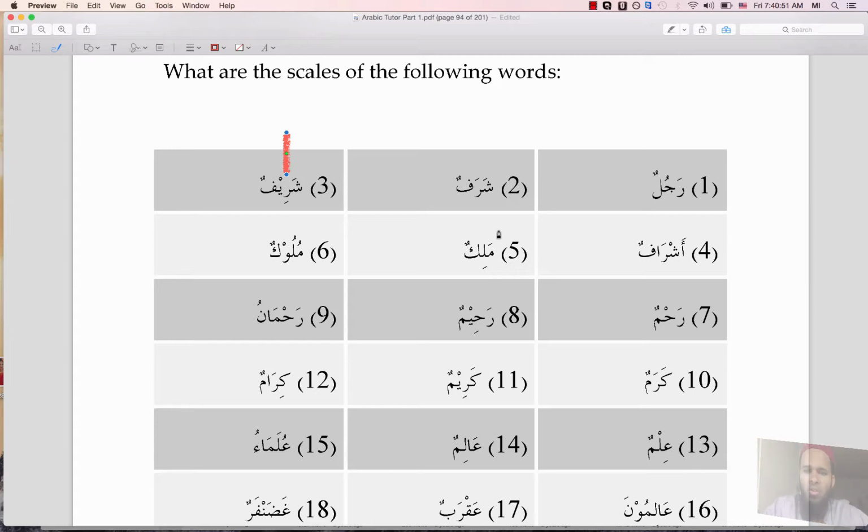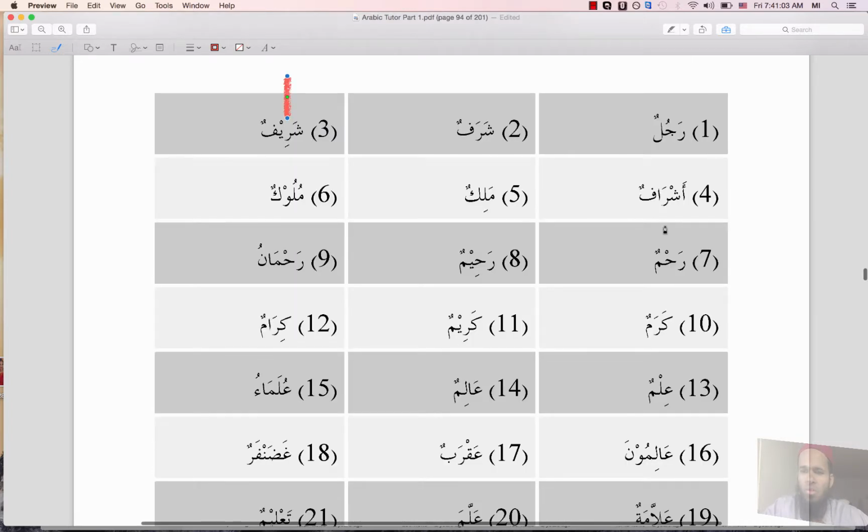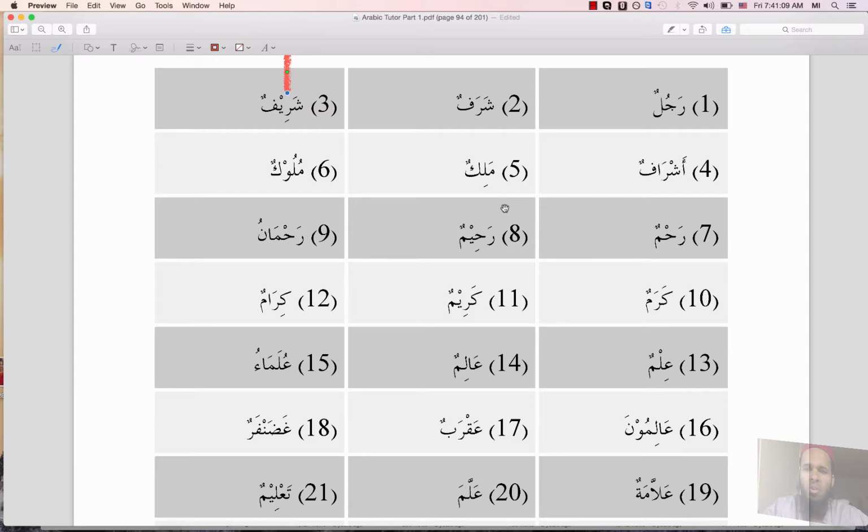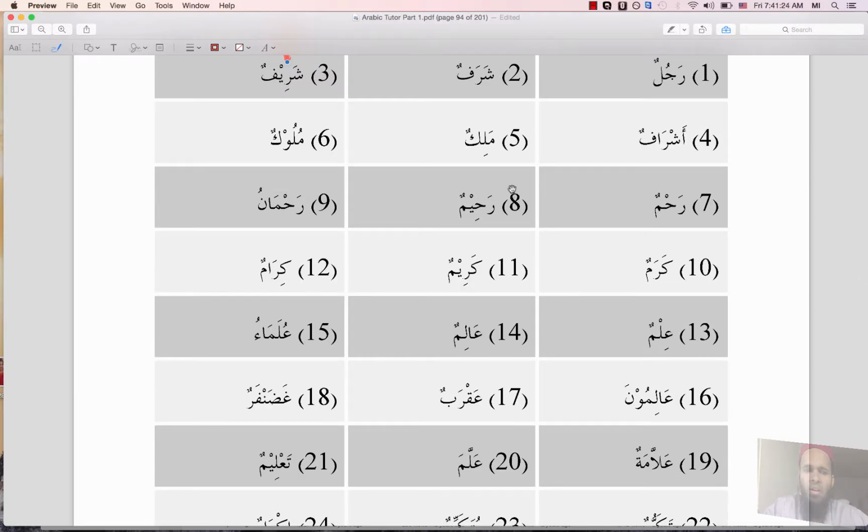Malikun, fa'ilun, sulasi mujarrad. Mulukun comes from malikun, so it will be malaka, it is sulasi mazid fi. Rahmun comes from fa'lun, so let's just do the sulasi mujarrad. Rahimun comes from rahmun, so it is sulasi mazid fi. Rahmanun, sulasi raha ma, mazid fi, extra alif and extra noon.